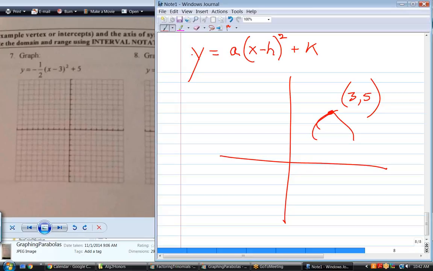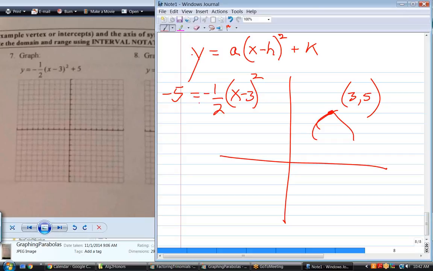Oh, no. You set y equal to 0. There you go. So, 0, I'm going to set equal to this. Y is 0, and I'm just going to solve this equation. There's only one variable in it, x. Right. So then you subtract 5. Okay. 5 equals negative 1/2 x minus 3, squared.